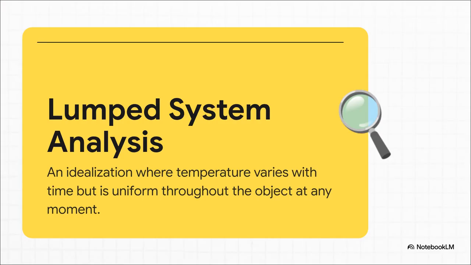So what is this lumped system? It's a really clever shortcut, actually. It basically pretends that the temperature inside an object is the same everywhere. The whole thing is just one big lump. Now, the temperature of that lump can and does change over time, but at any single moment, every single spot inside that object is at the exact same temperature. One number tells you the whole story.